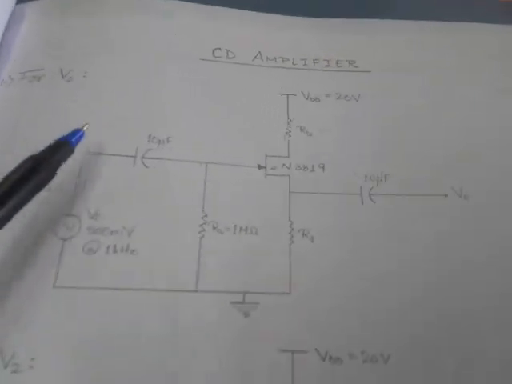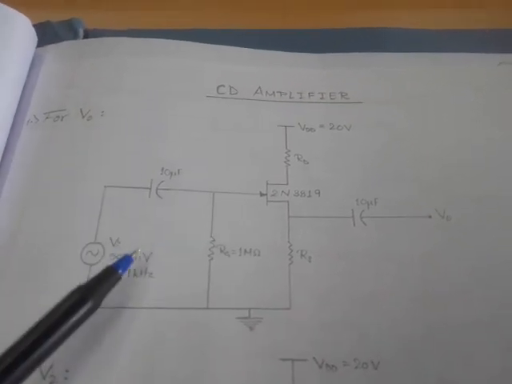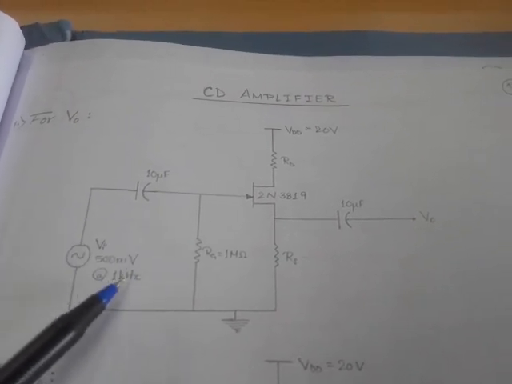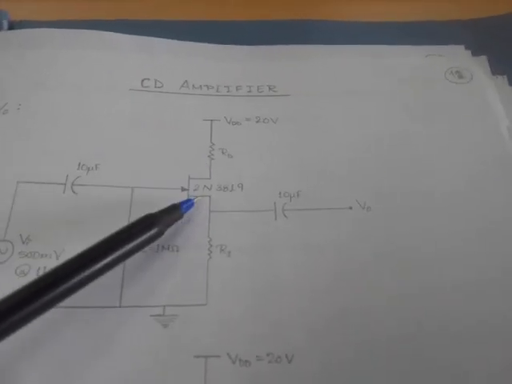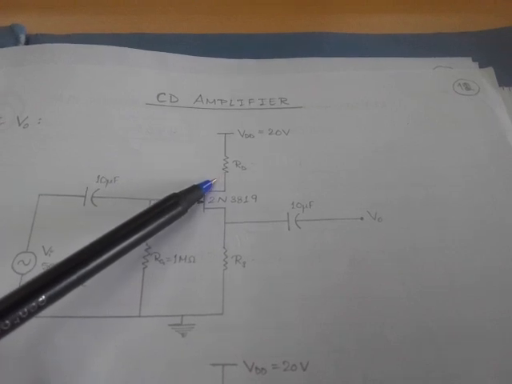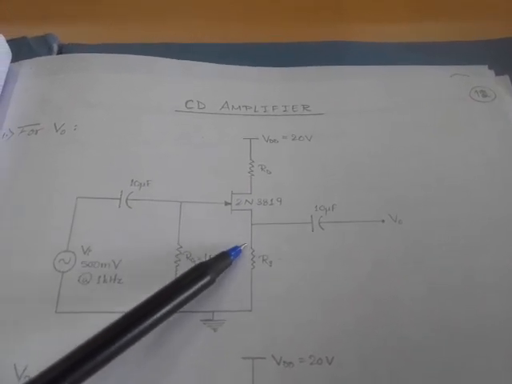Next experiment, we are going to learn the next two configurations, that is common drain and common gate. So here is the diagram for the common drain amplifier. The difference between the previous circuit and this circuit is that input is applied to the gate but output is taken from the source instead of the drain.